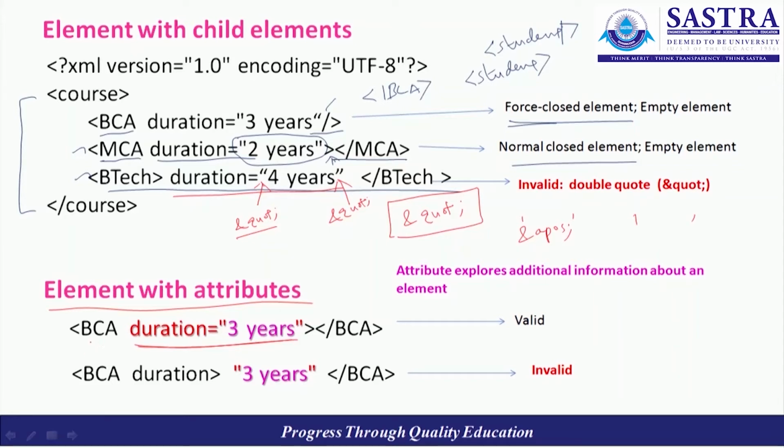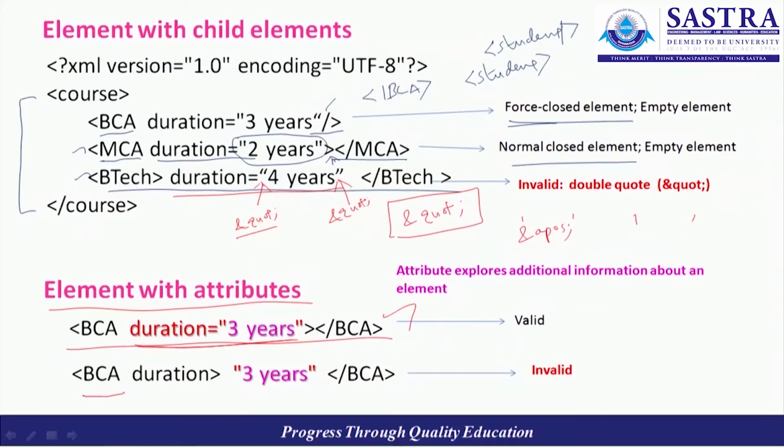Here the BCA is an element which has duration equal to 3 years. This is valid because duration is an attribute. It has the text 3 years. It is double quoted properly and closed, so this BCA is valid.